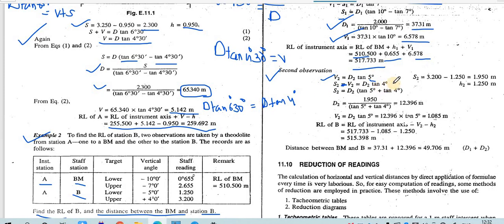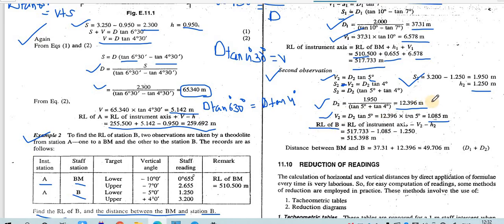S2 minus V2 equals what? D tan 4 degree, okay? So now we will put the value of V2 over here. This is already minus, that will go on the right hand side, it will become positive. So the final formula is what? S2 equals D2 into tan 5 degree plus tan 4 degree. And S2 we can calculate by taking the difference of the two readings, and H2 is the smaller reading. So the D2 value is coming out to be 12.396 meter, and based on this D2 we can calculate V2, which is coming out to be 1.085.